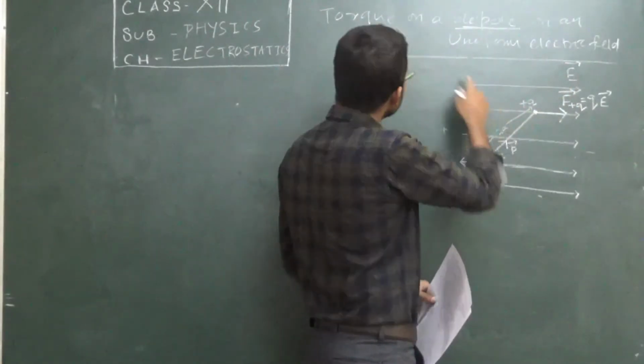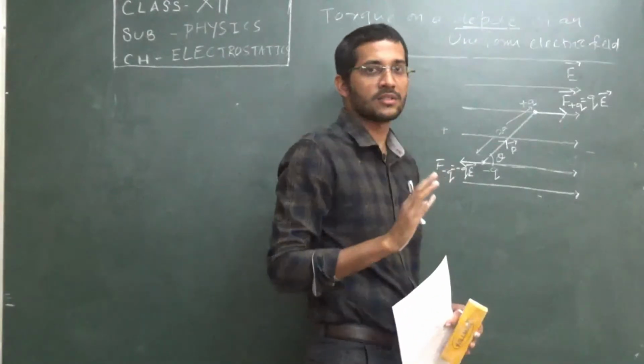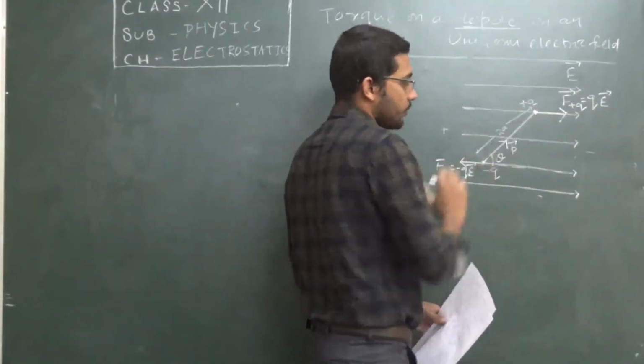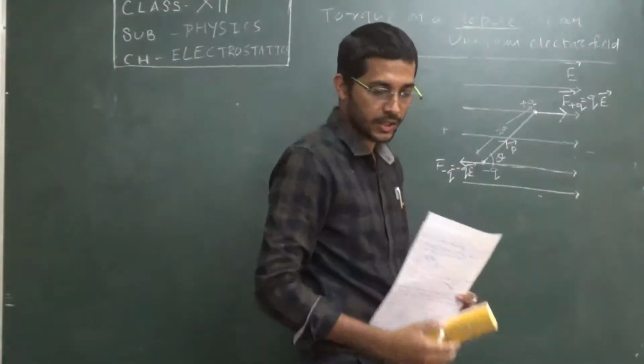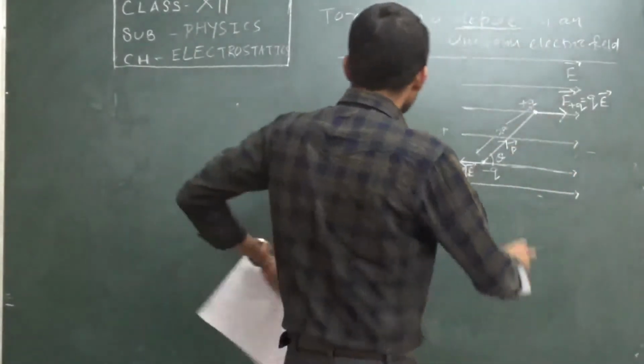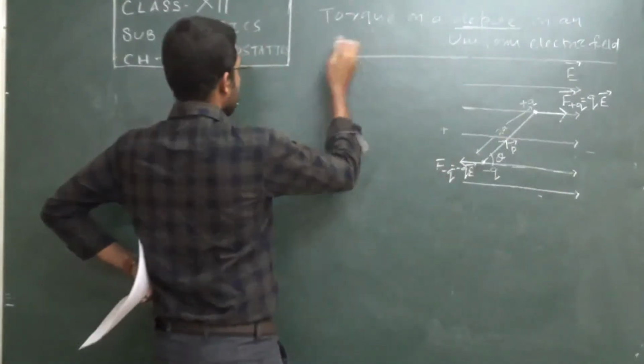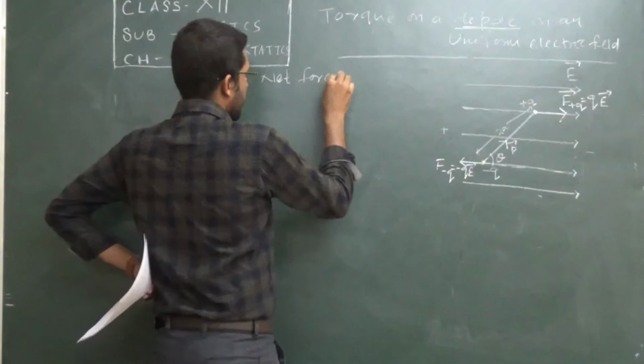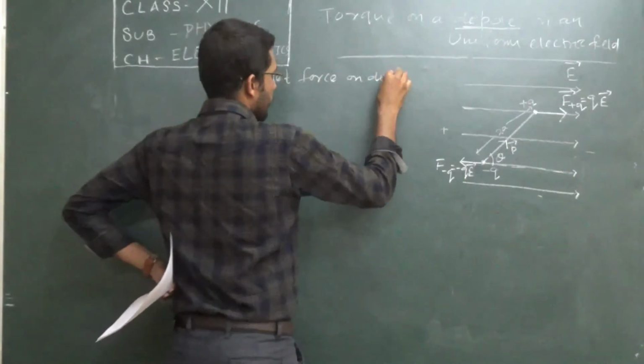So rotation only comes into torque. There will be no application of force. So we need to find that the net force on the system must be 0, then only we can get the torque. So let us write here the net force on the dipole.